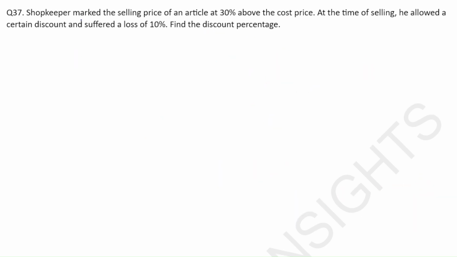Okay. So this question is similar to the previous question. So you pause this video, try to do it by yourself, and then check your solution. So the shopkeeper marked the selling price of an article 30% above the cost price. At the time of selling, he allowed a certain discount and suffered a loss of 10%. Find the discount percentage. So shopkeeper marked the price 30% above the cost price. So this means MP by CP: if the cost price is 100, above means 130%. So this will be 13 by 10.